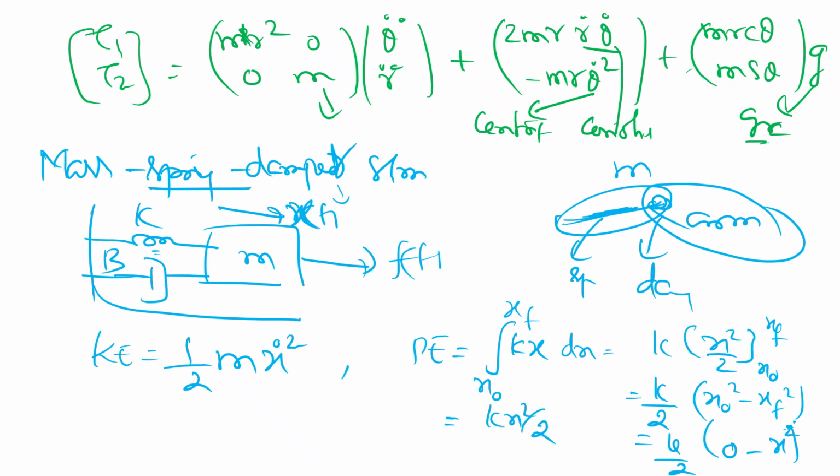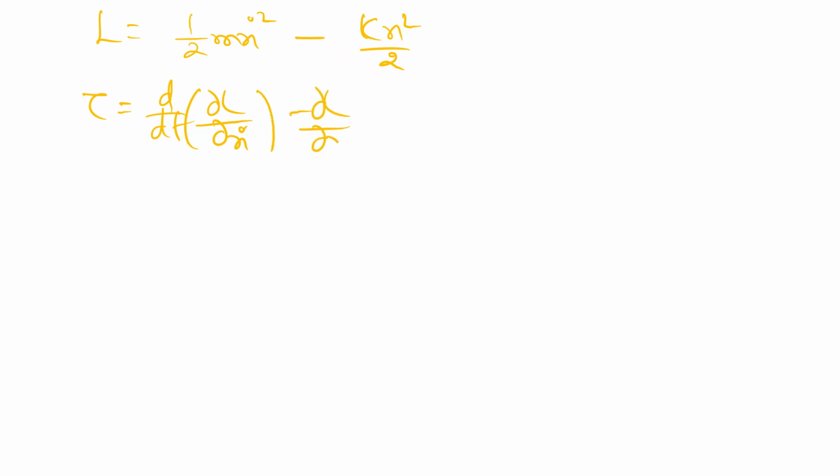So let's do the Lagrangian. The Lagrangian is equal to kinetic energy minus potential energy. So what is your kinetic energy? Half m x dot squared, and then minus potential energy, kx squared by 2. Okay, then torque is equal to d by dt of dou L by dou x dot, minus dou L by dou x.